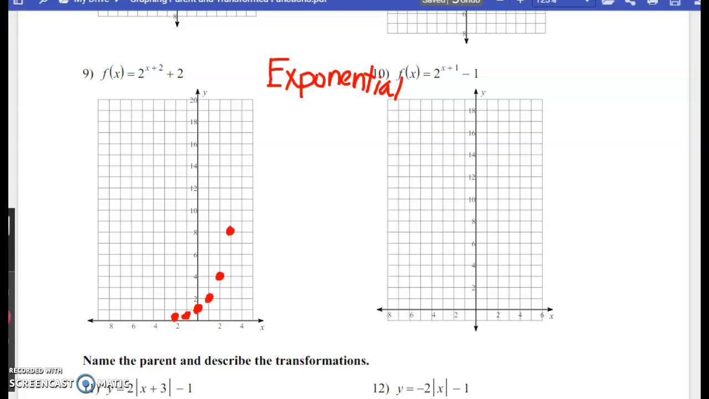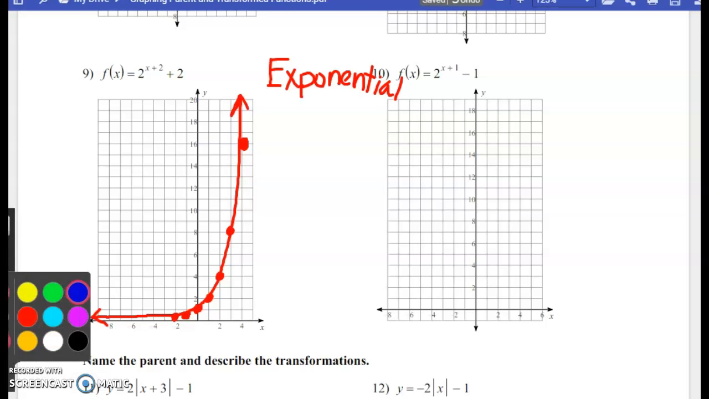2 to the -1 is 1/2. 2 to the 0 is 1. 2 to the 1st is 2, and so on. So now I'm at 2 to the 4th is 16. I don't remember which points I put in the notes, but there's some for you. So there's my parent function.